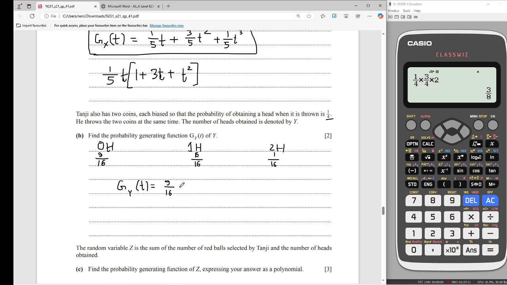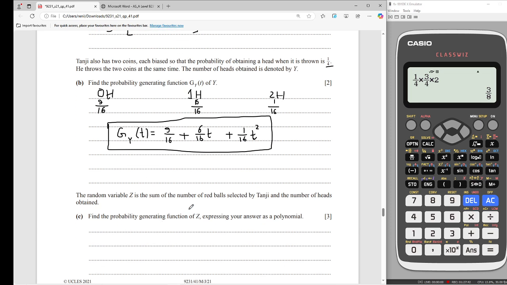plus 6/16 when t is to the power of 1, so we can just write t, and over here we had 1/16 when t is to the power of 2. Okay, now this is our final answer, so let's just keep it in a box neatly there.